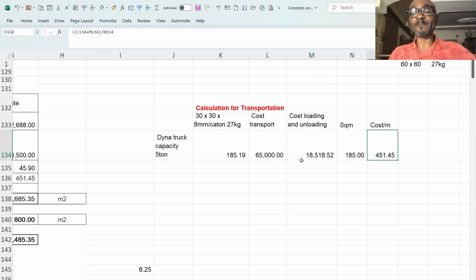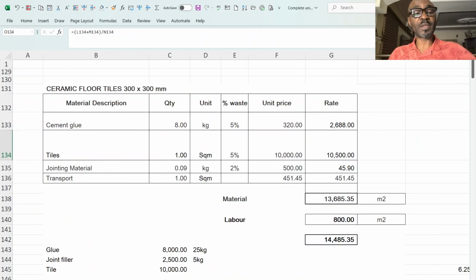So you add the two as the cost of your transport and divide it by the 185 square meters, and it gives you 451 per square meter. And that is what you have here. So the total cost of the material for tiling and transport is 13,685.36.